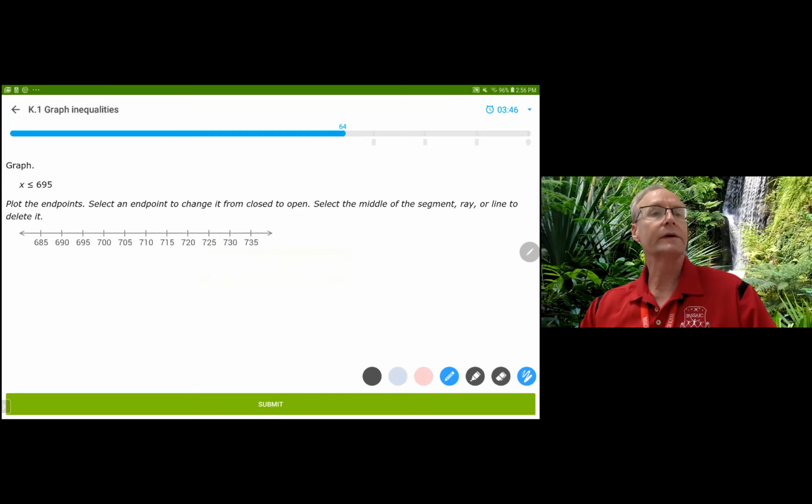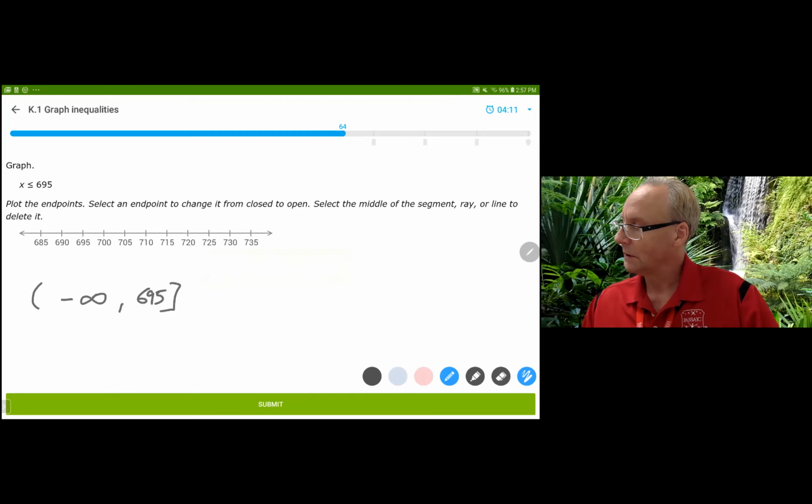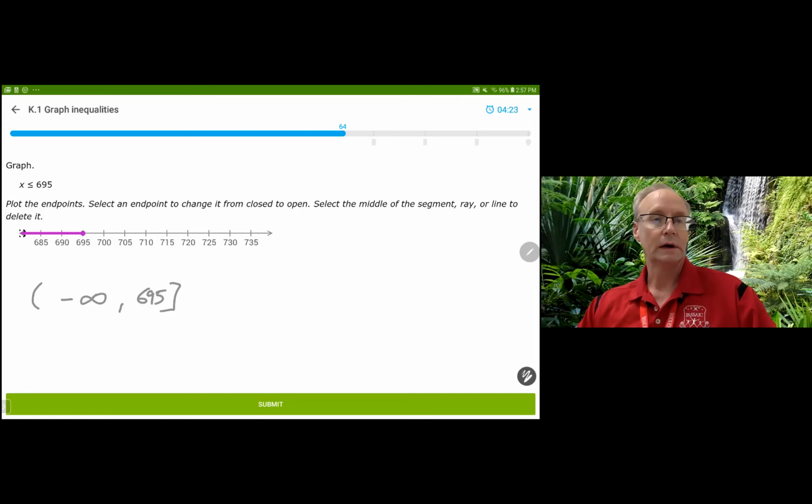X is less than or equal to 695. In this case, the 695 is the largest answer, and it is included. And we start at -infinity and go all the way up to 695 inclusive. So 695 is included, and we want everything x is less than or equal to 695. And there it is. Way out at that end on the left is -infinity.